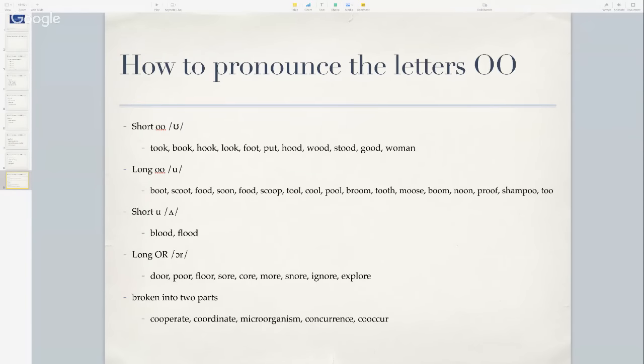Okay. I'm just going to go ahead and read the word lists. I'm going to say the word, and then I encourage you to also say the word. Okay, so let's start at the top. Took, book, hook, look.